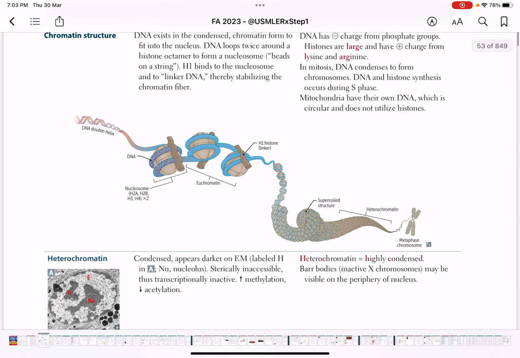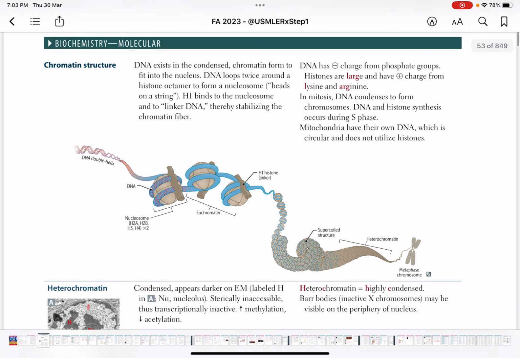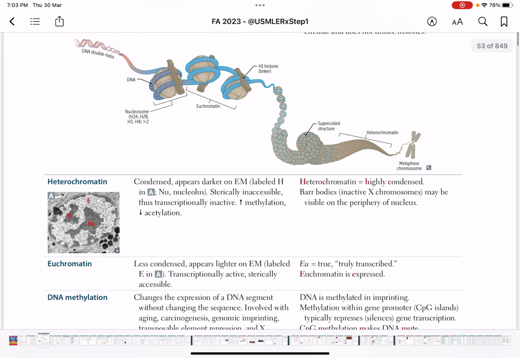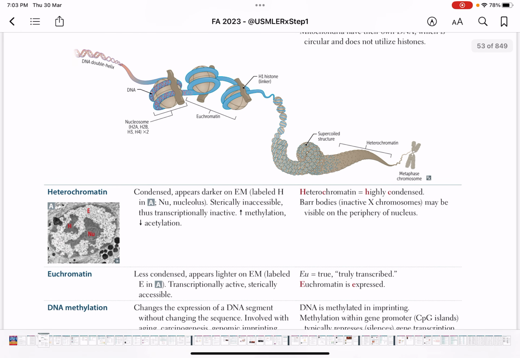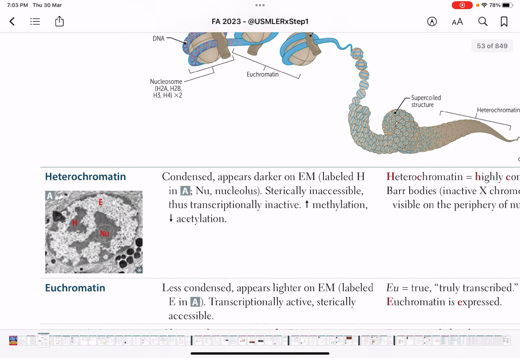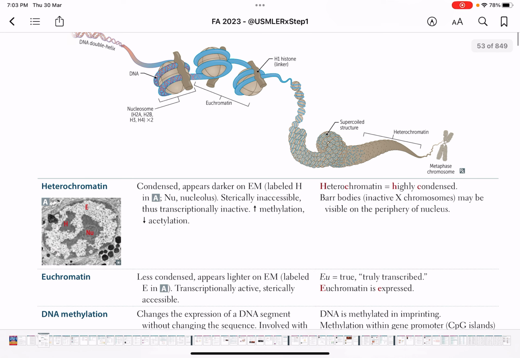And next we will see the structure of heterochromatin and euchromatin. So heterochromatin is the condensed one, which appears darker on electron microscopy. It is labeled H in this picture A. Nu stands for nucleolus. And the darker one, we can see, is heterochromatin. It is sterically inaccessible, thus transcriptionally inactive. So there is increased methylation and decreased acetylation of this one.